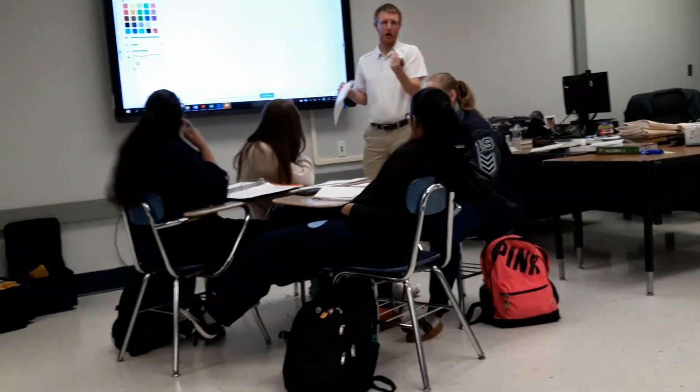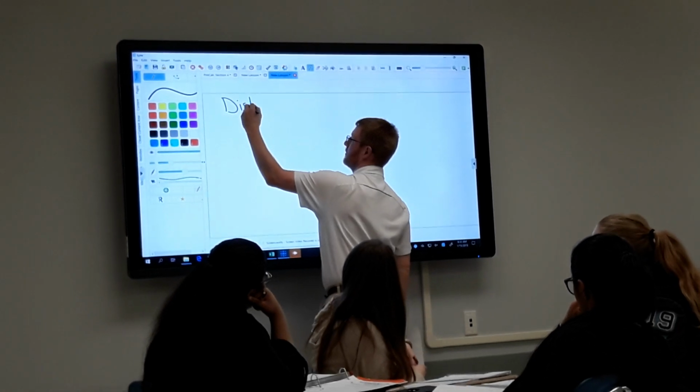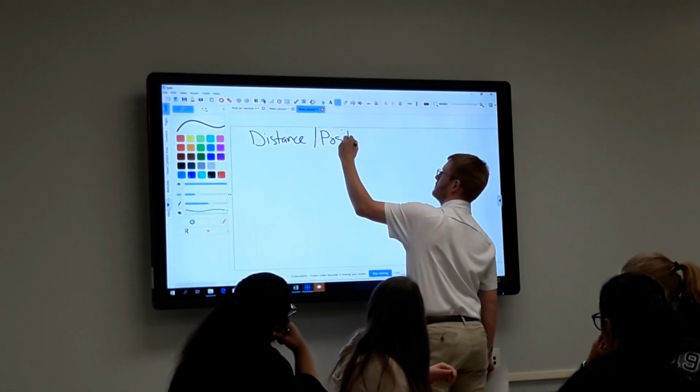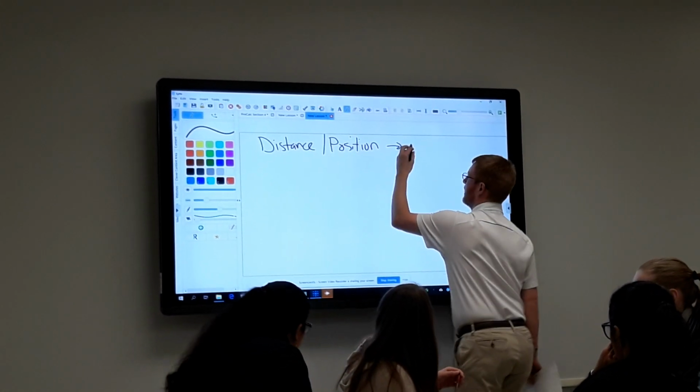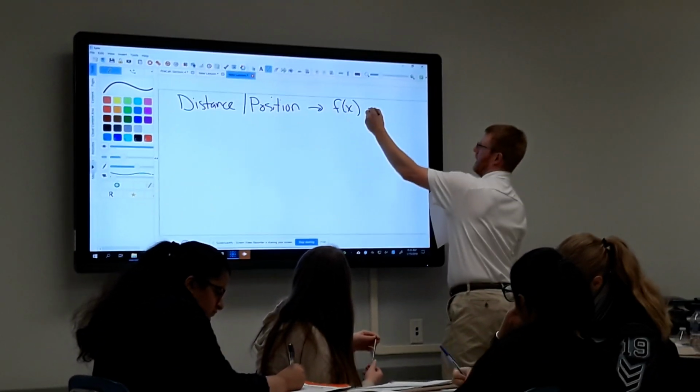Position, distance are the same thing. So we had distance slash position. That is like our f of x. Now, sometimes you see it as s of t, whatever, okay? Doesn't matter. I don't think it'll ever be d of t, but s of t, stuff like that.